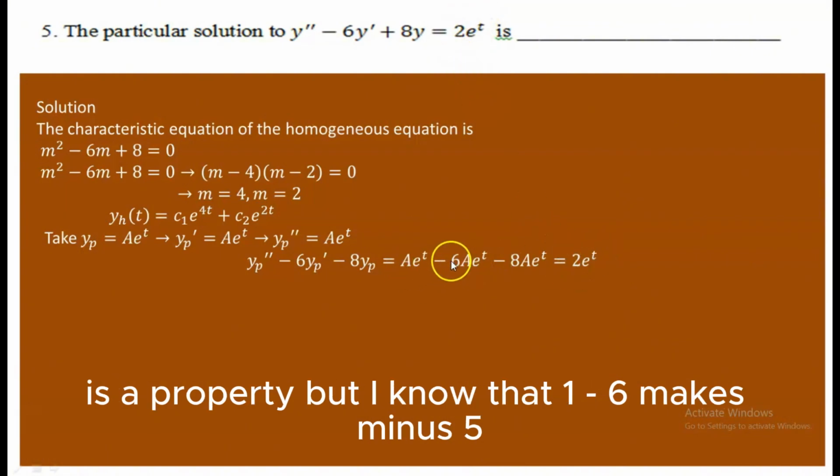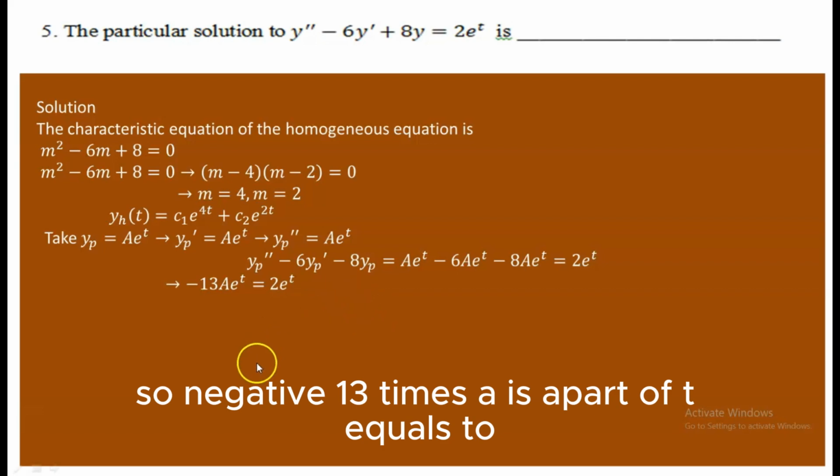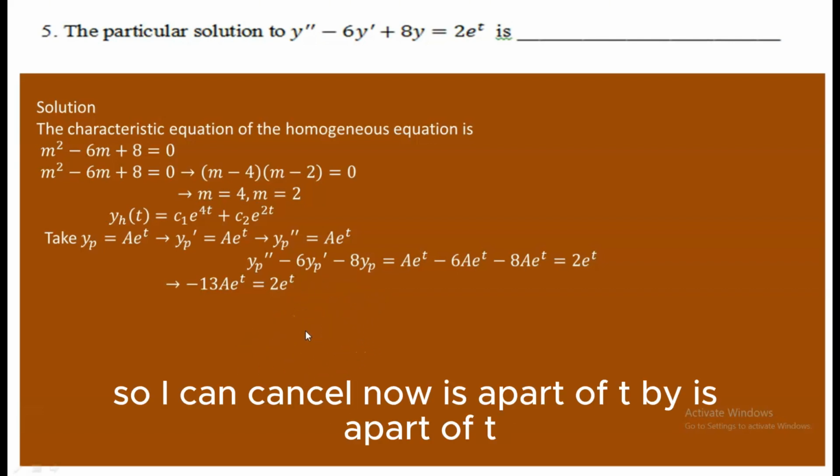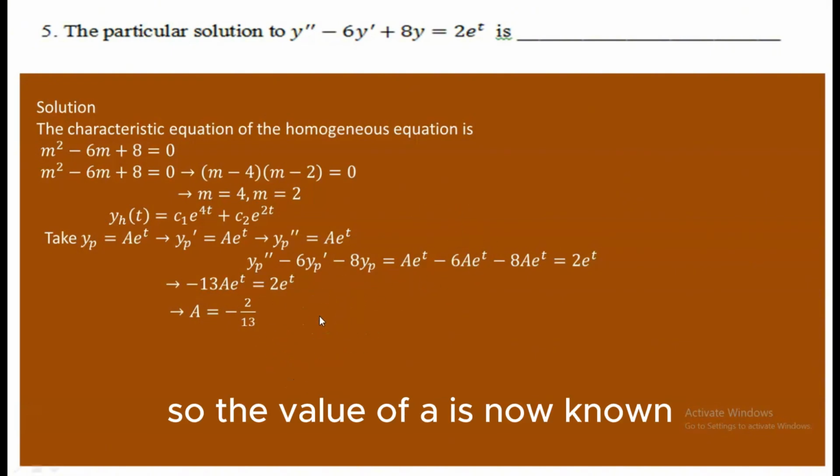But I know that 1 minus 6 makes minus 5, and minus 5 with a minus 8 makes minus 13. So negative 13 times a e to the power of t equals e to the power of t. So I can cancel e to the power of t by e to the power of t. Now I'm left with a equals minus 2 over 13. So the value of a is now known.